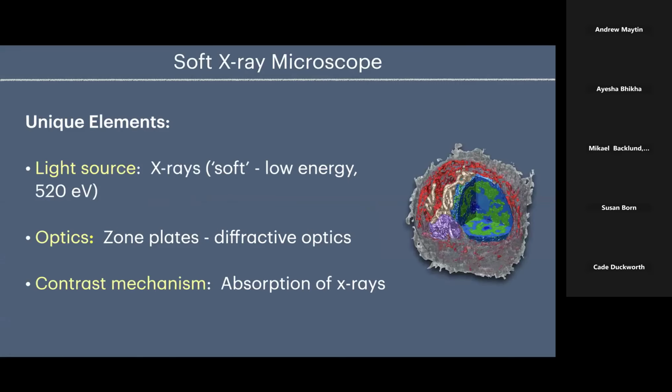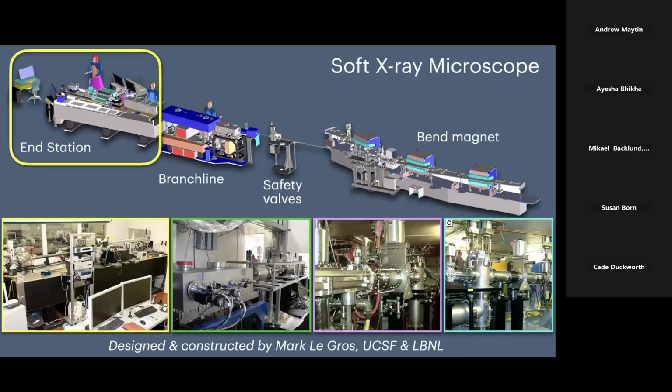Now the details. But two unique elements. One is the light source, where we use X-rays. So you can't use incandescent light or a light bulb or ion plates. And the contrast mechanism is the absorption of X-rays, differential absorption of X-rays. And I'll get into all of this in more detail as we go along.